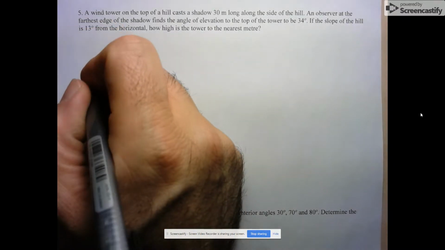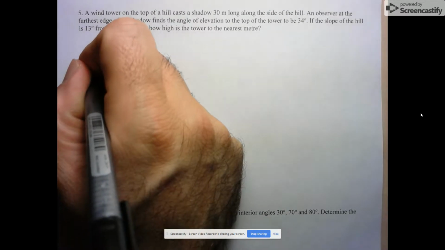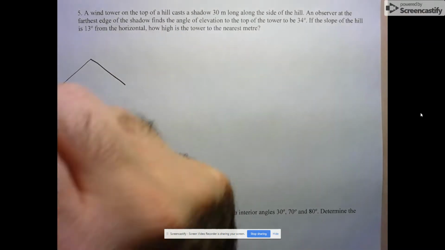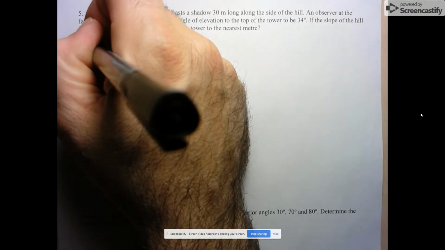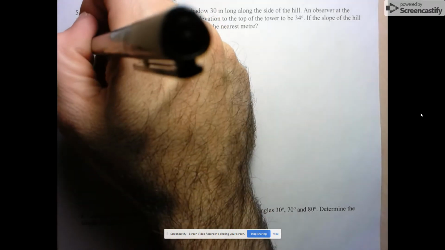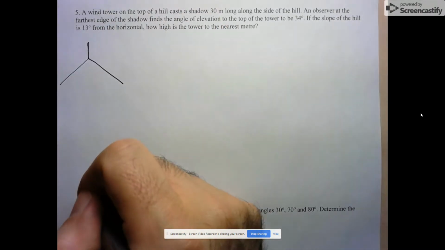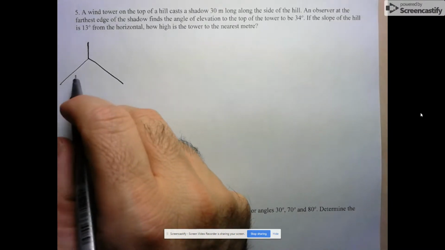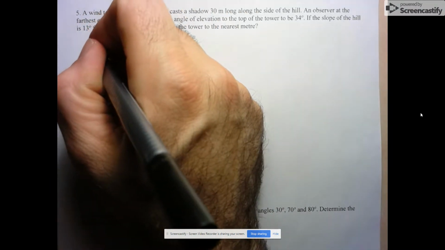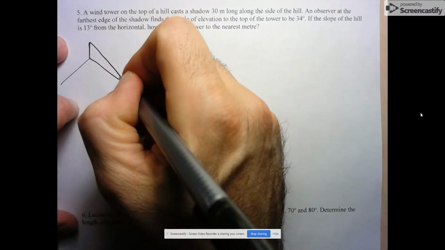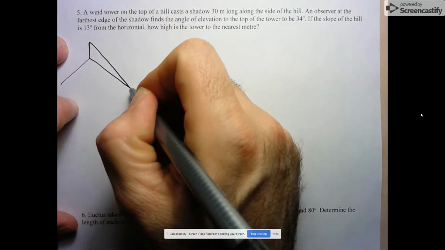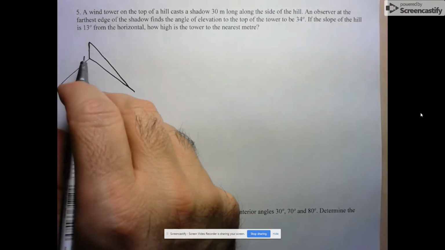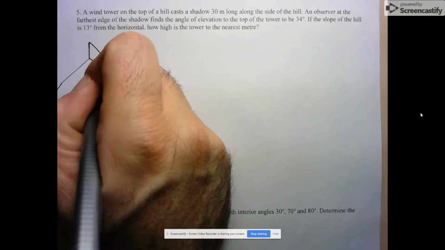All right, so we've got a hill here. Okay, I'm going to draw it as simply as possible. And we've got a wind tower. Okay, and it's creating a shadow. Make this a little taller here so we've got more room in our diagram, and it's making a shadow along the side of the hill, so it doesn't tell us whether it's the right or left side. So I'll just make, whoops, there we go. So it looks like I have to reassess my hill here. Okay, so it makes a shadow along the side of the hill, and that's 30 meters long, so we have that length.